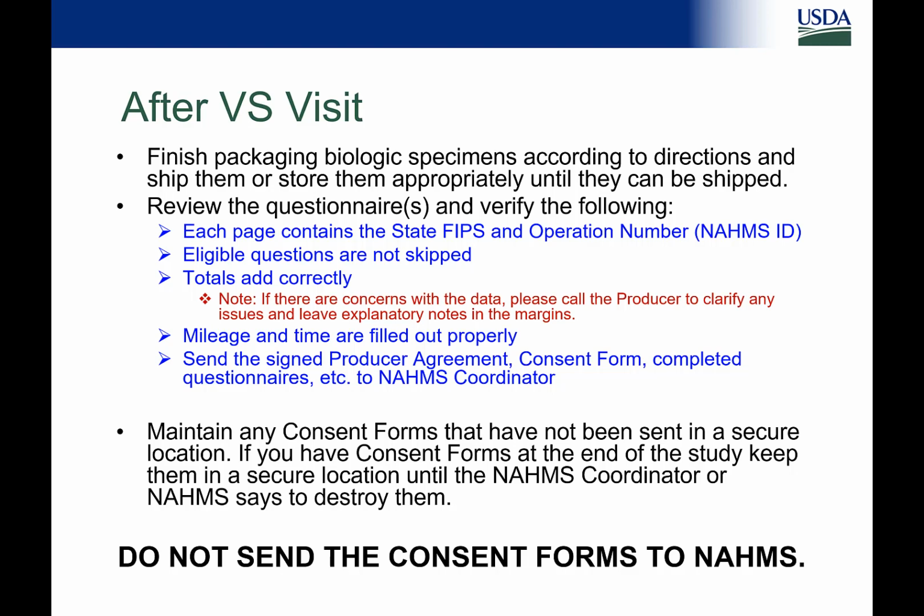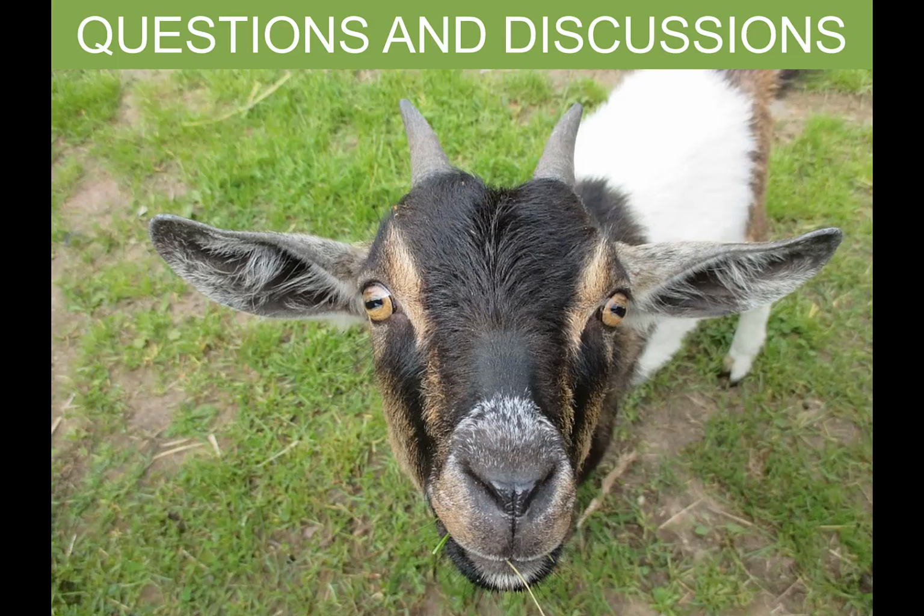Make sure you review the questionnaires and verify your NAHMS ID, that the eligible questions are not skipped and totals add up correctly. We would appreciate that on our end. Then you'll fill out a few other things on those last pages. You will be collecting from your field staff the producer agreements, the consent forms, and completed questionnaires. Send the completed questionnaires to us. Hold on to the producer agreements and consent forms until we tell you to destroy them. Do not send the consent forms to NAHMS, just as a reminder.